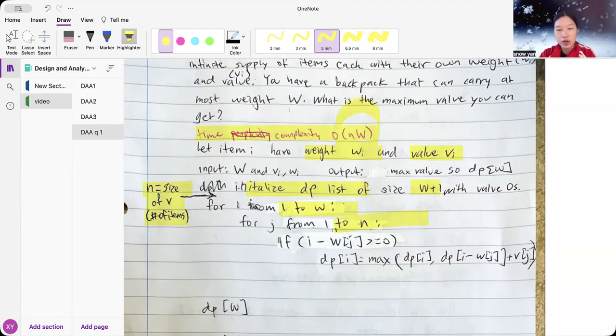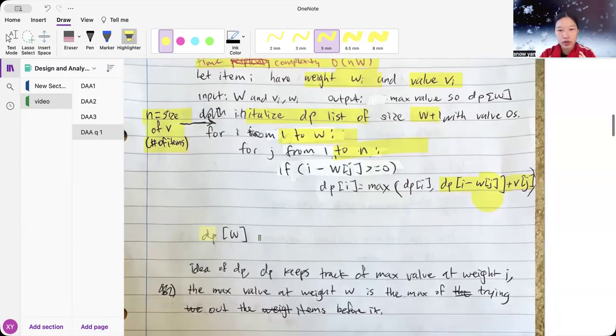Then we have our for loop with i from 1 to W, and j from 1 to n. We check the statement: if i minus w_j is greater than or equal to 0, so we're not having index errors, we set DP[i] to be the maximum of DP[i] and the previous one, which is DP[i minus w_j], plus the value of the current item we're adding. It's pretty straightforward, and then we return DP[W].